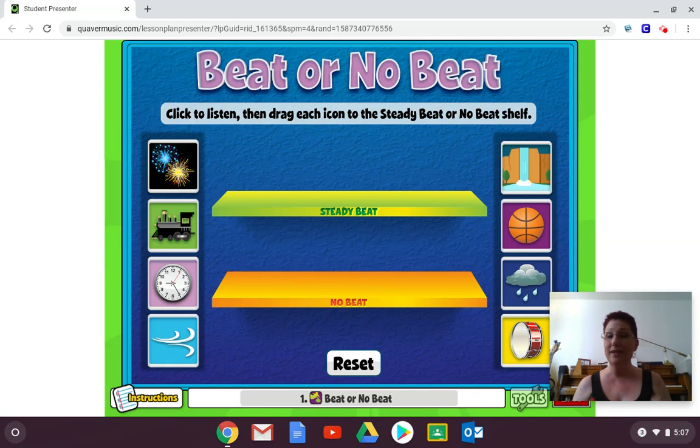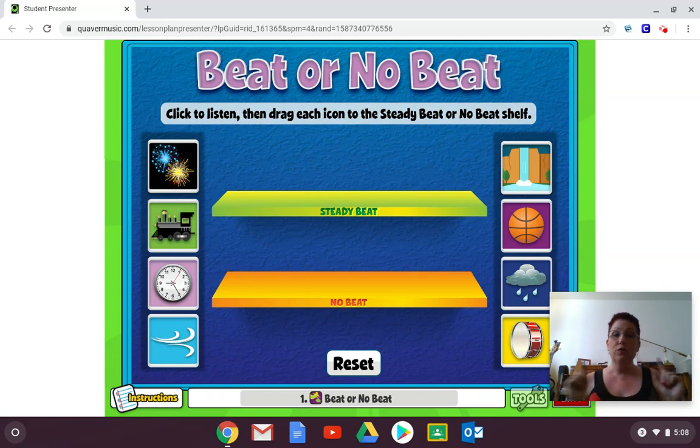We cannot snap to it. Okay? We have to figure out which ones seem like we can move to it, we can dance, we can groove to it, and which ones are just random sounds. If it's a random sound, it has no beat.